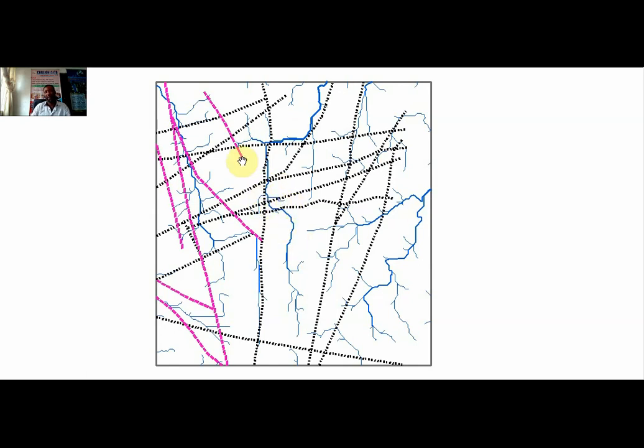So with this, I think you've gained some knowledge on interpretation of structures as a reconnaissance tool in your exploration processes.